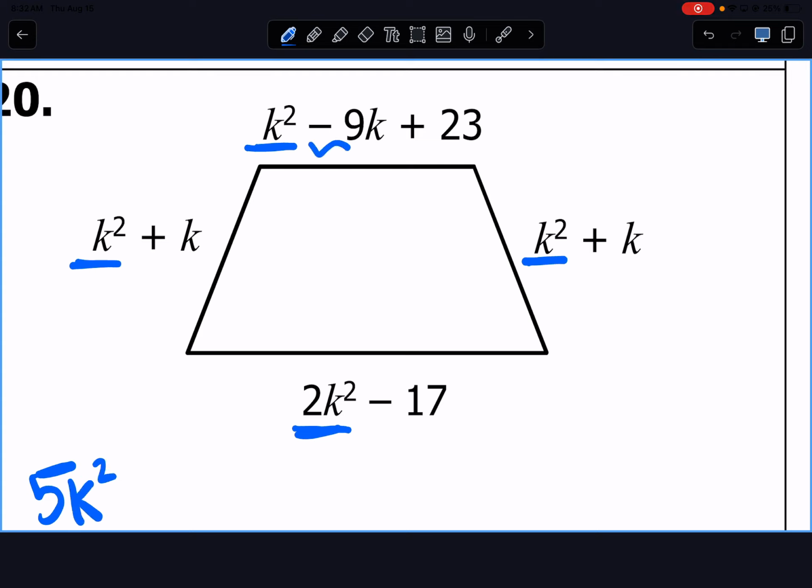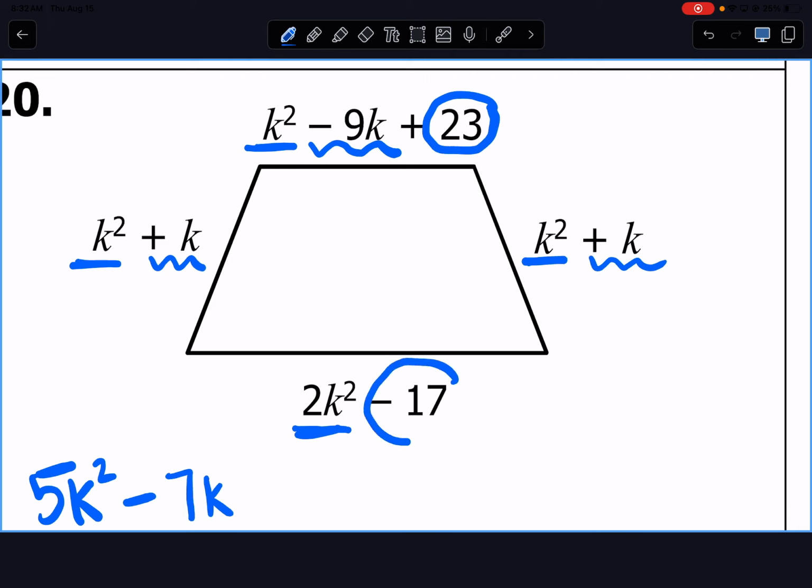Does negative 9k have any friends? Yep, we have a k here, and we have a k here. What is k plus k? 2. Yeah. So what is negative 9 plus 2? Negative 7. So negative 7k. Does 23 have a friend? What is 23 minus 17? 6.